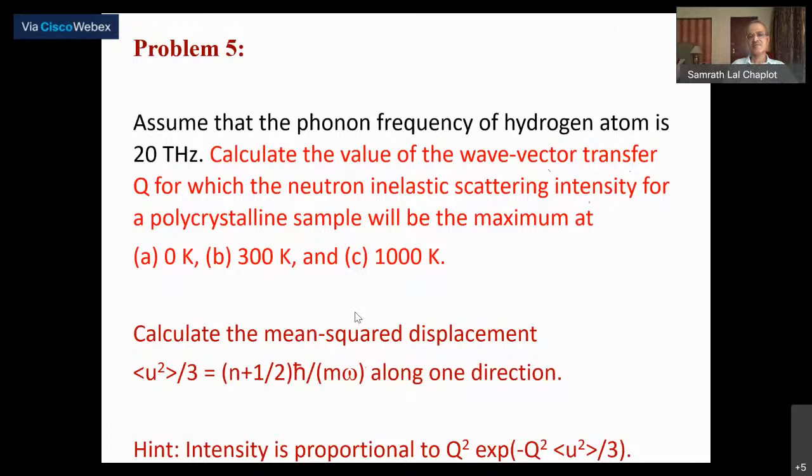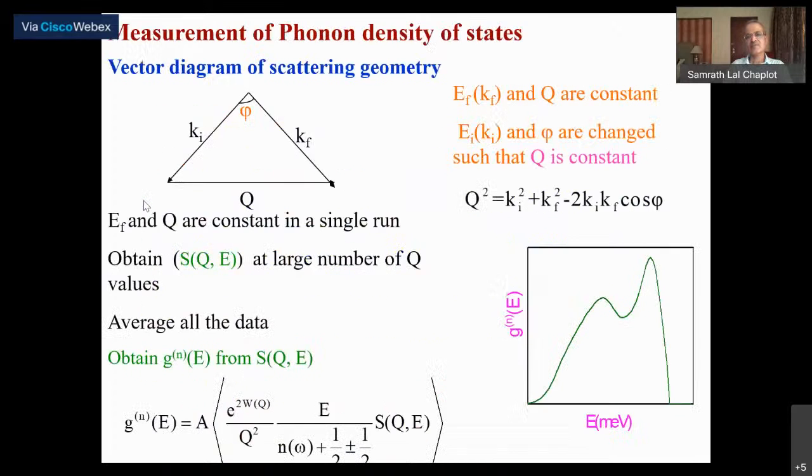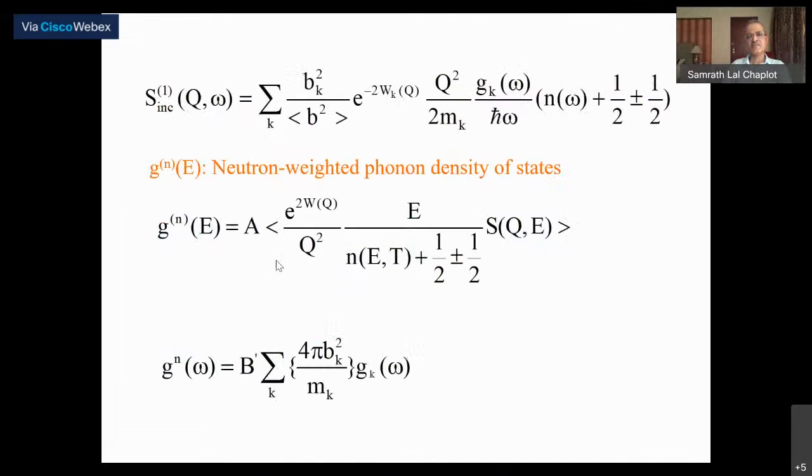See, there are two things. The neutron inelastic scattering intensity will depend on the wave vector, as we had already expressed. It depends on the wave vector in two ways: Q square and the Debye-Waller factor.